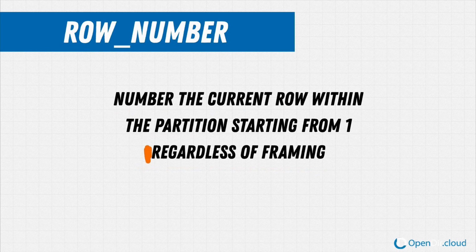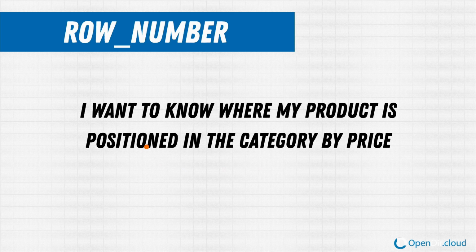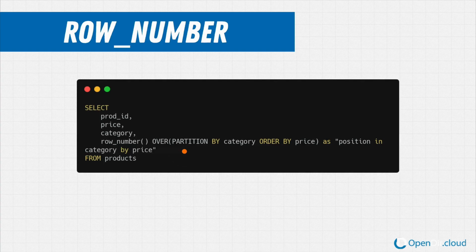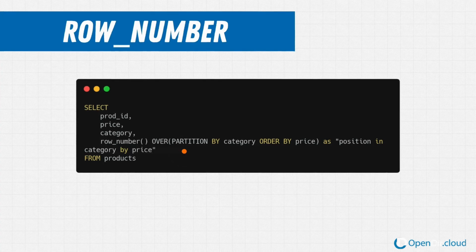That's very important. It doesn't matter what you put there. It's not going to listen to your framing. It's just going to, boom, row numbers. So what if I want to know where my product is positioned in the category by price? Well, very simple query. We're window function masters at this point. This is easy. We got this.